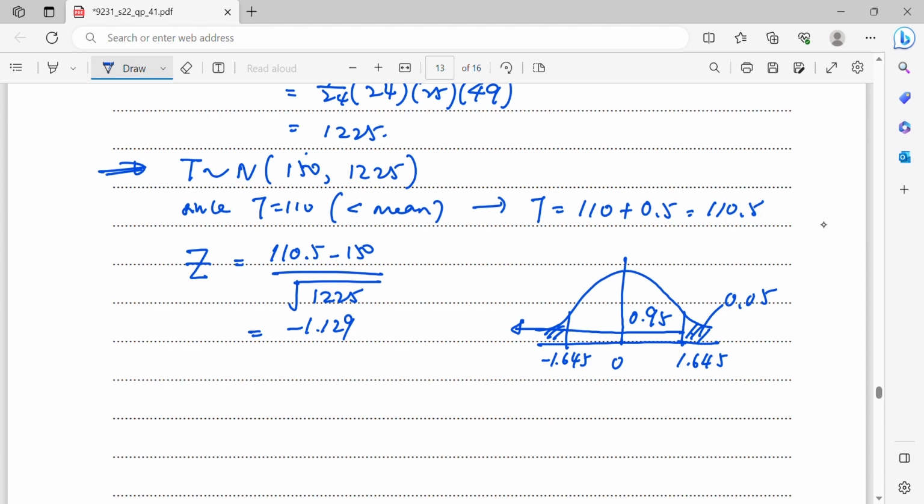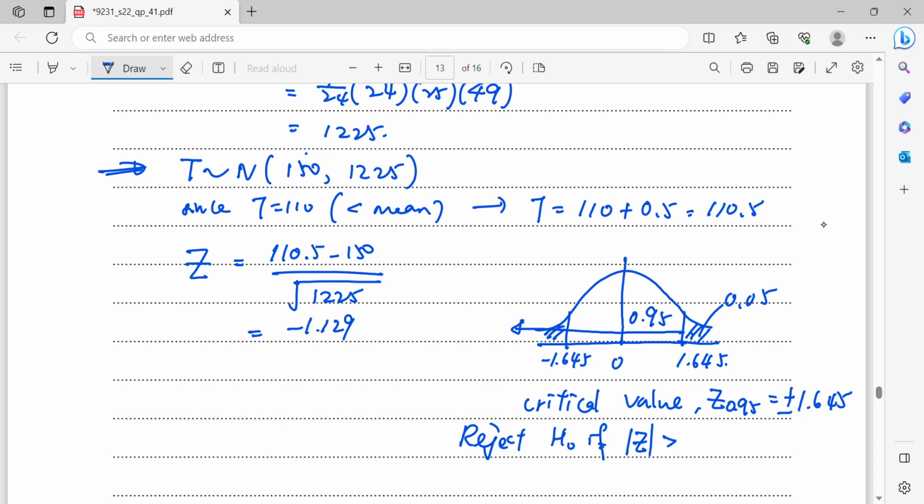Now from here I will write the critical value. Actually, we should do this first before the calculation. It's okay. So Z 0.95 is going to be plus or minus 1.645. Which means my rejection criteria is: reject H naught if the calculated Z is more than 1.645 or less than negative 1.645. Or you can write that the modulus of Z is greater than 1.645.